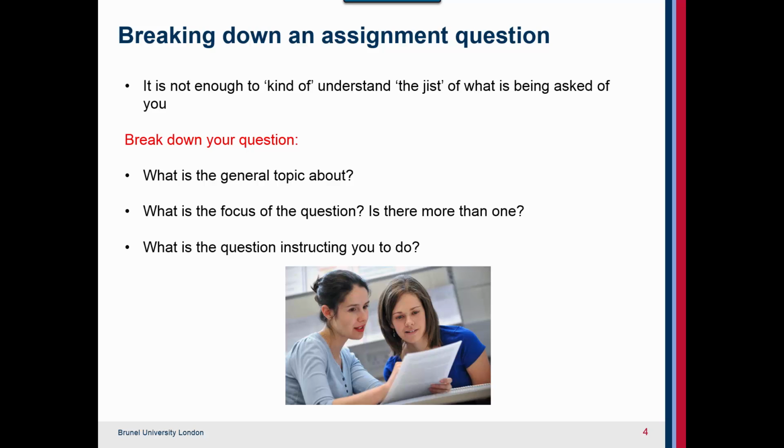And remember, like we said in the previous slide, pay attention to whether or not there's more than one focus to a question. Also pay attention to the third bullet point here, which is what is the question instructing you to do? So look at the instruction words or phrases. Examples are discuss, examine, compare, contrast. You've got to make sure that you fulfill what the question is instructing you to do in order to try to get the most marks in your answer.